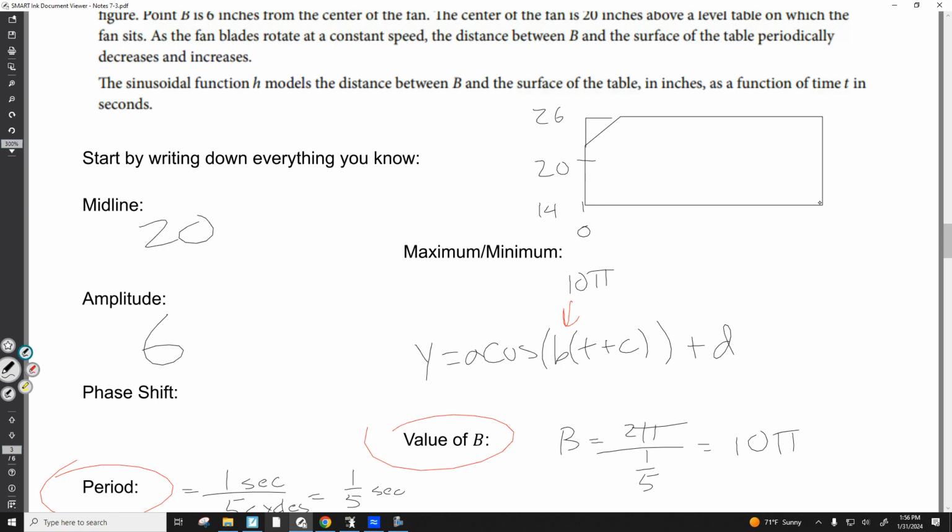Now you know what D is. Now you know what A is, maybe. You know the amplitude is 6, but understand you could have a positive or a negative. What does your graph look like? What are all of your points on your x-axis? Go, figure it out.